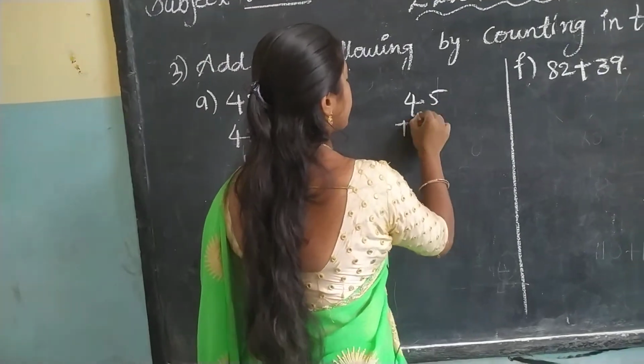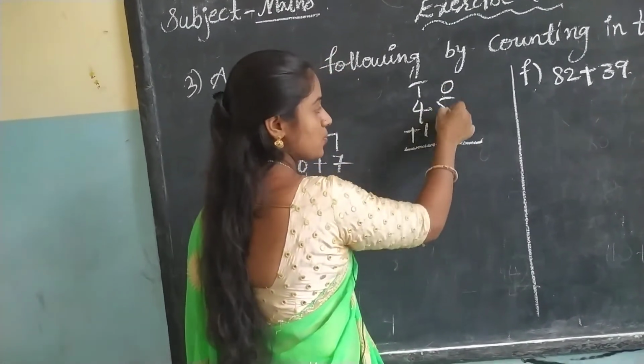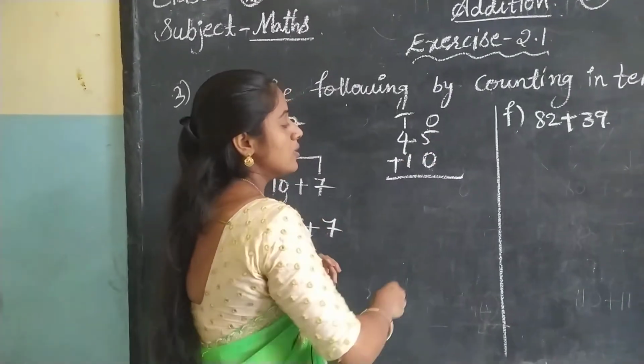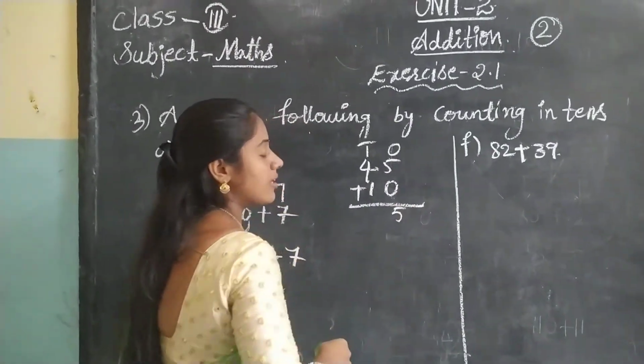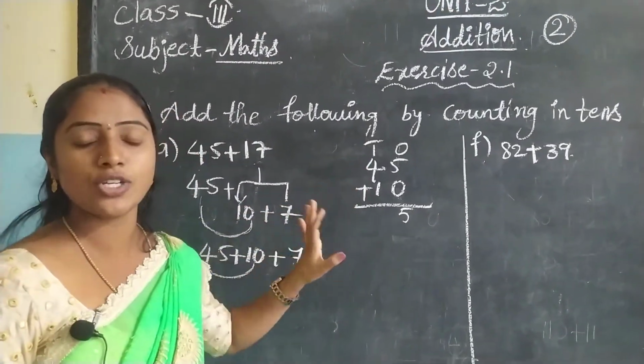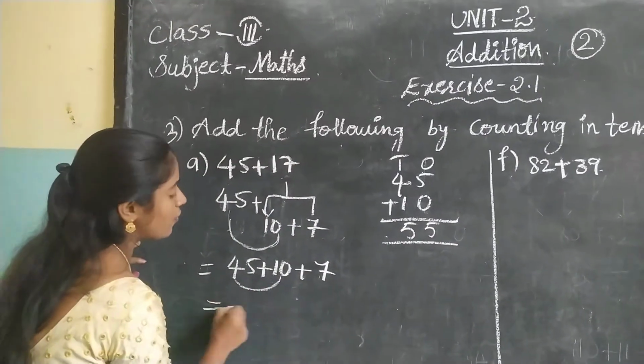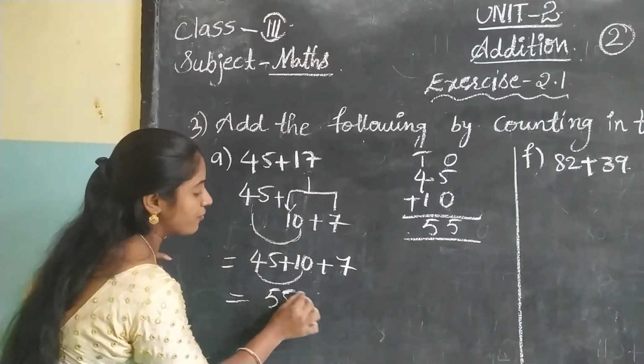45 plus 10. Arrange first column wise. Ones and tens. So, what is the ones column here? 5 plus 0. So, as it is 5 it will get sum. Okay, next column is tens column. So 4 plus 1. How much after 4? 5. So 55. So answer is 45 plus 10 is equal to 55.